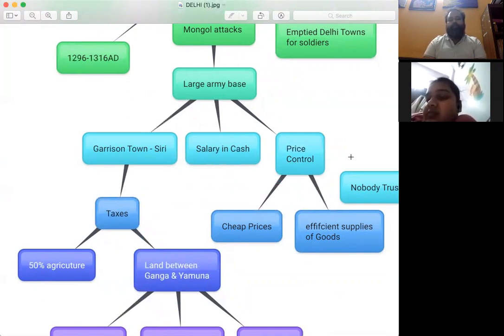So Alauddin Khalji had to do a lot of price control, so that merchants do not increase the prices at their wish. So there is something good about him. He controlled prices and gave salary in cash.